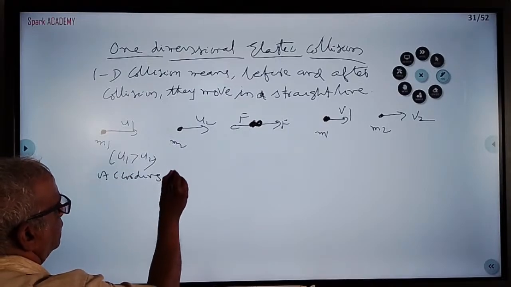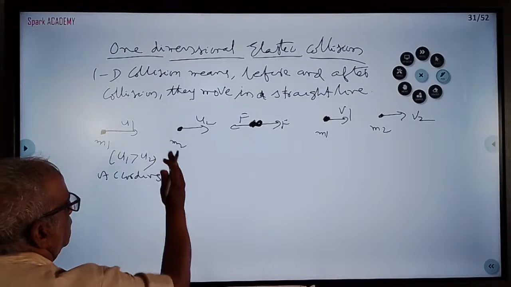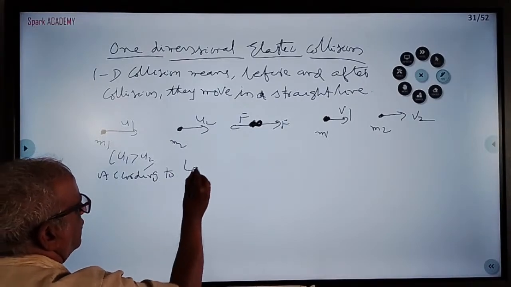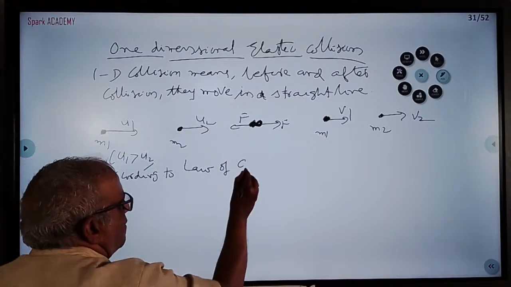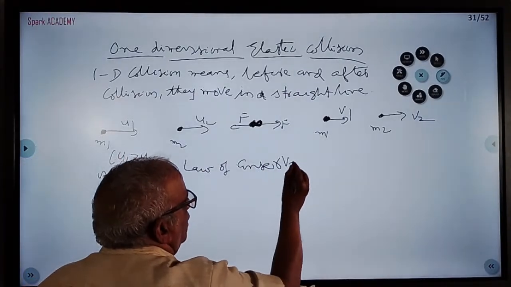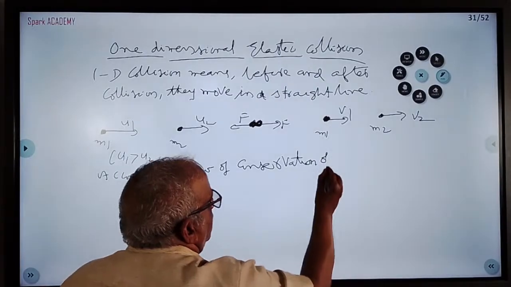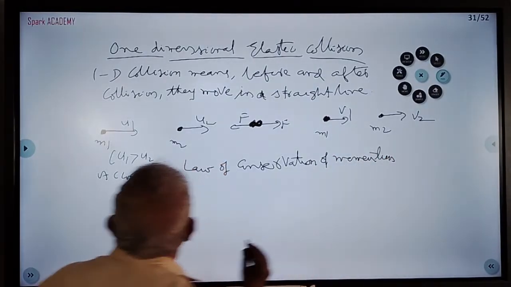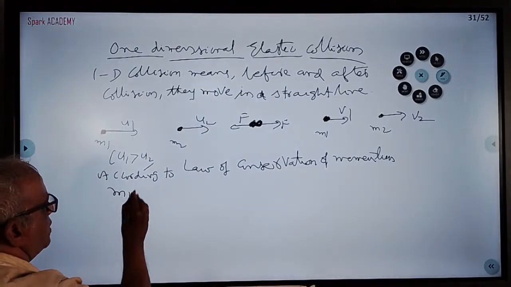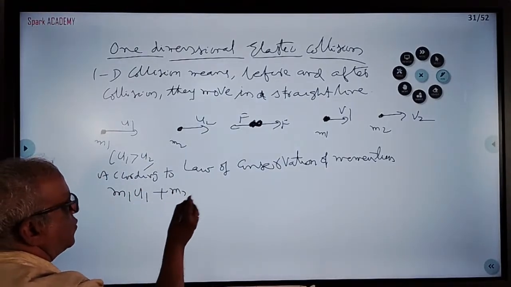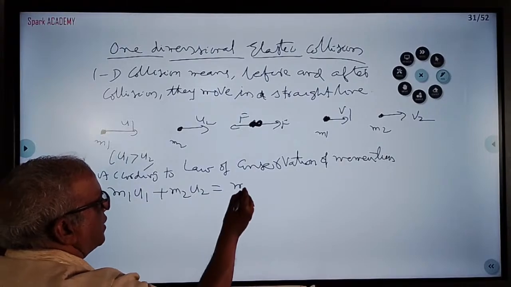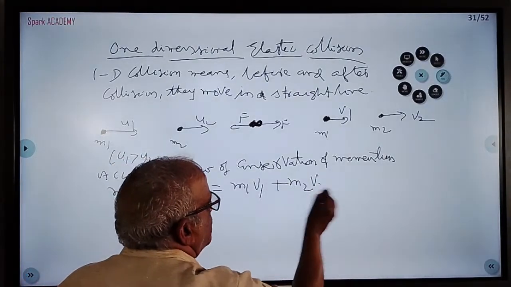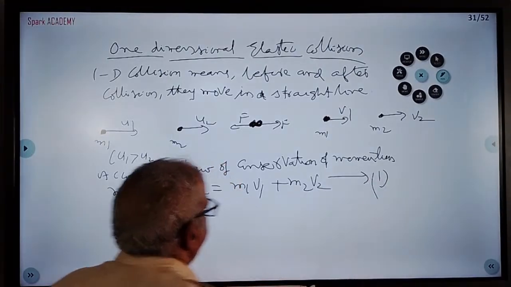According to the law of conservation of linear momentum, what is the formula? m1 u1 plus m2 u2 is equal to m1 v1 plus m2 v2. This is the first equation.